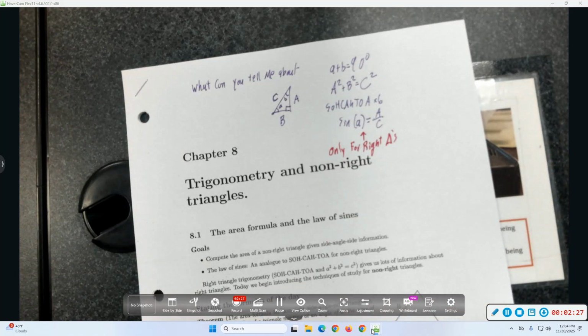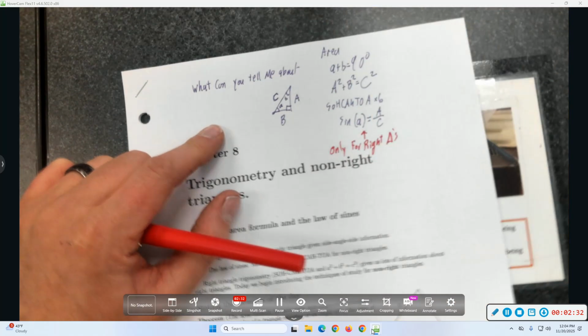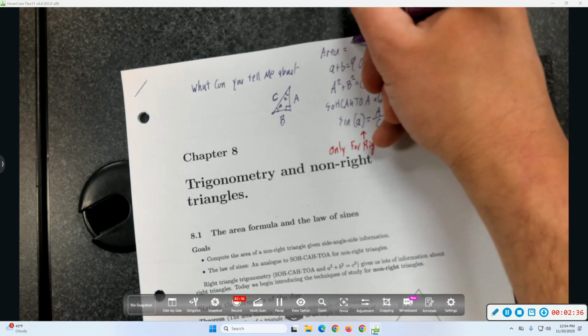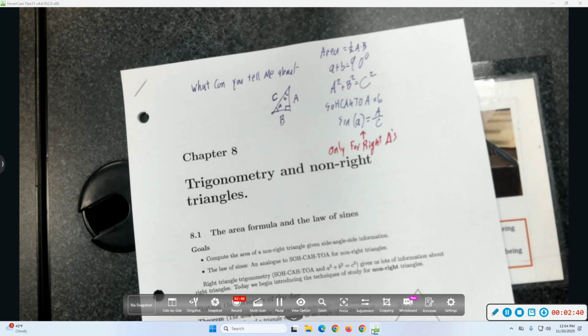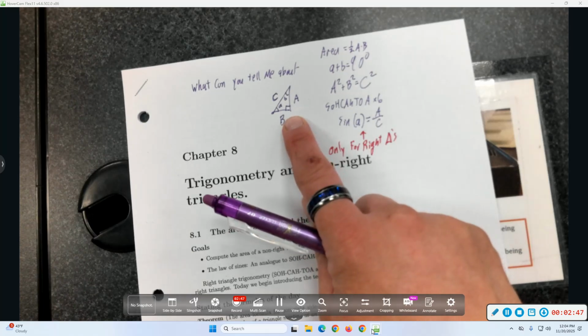What is the area of this triangle? 1/2 AB, because that's like half of a rectangle. And it's also important that this be a right triangle to read that off.